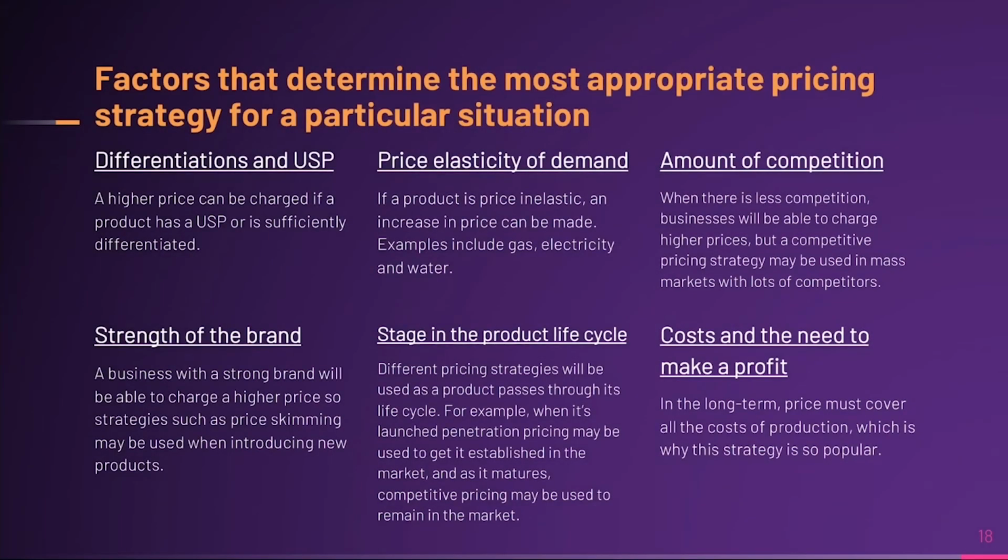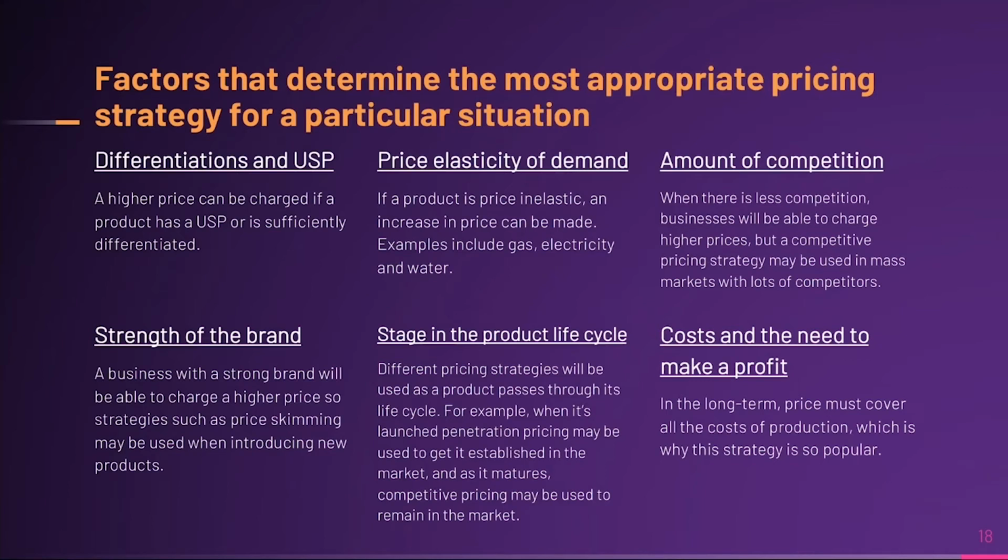Next, we'll be looking at factors that determine the most appropriate pricing strategy for a particular situation. So first off is differentiation and unique selling points. A higher price can be charged if a product has a USP or is sufficiently differentiated. Price elasticity of demand. So if a product is price inelastic, an increase in price can be made. Examples of inelastic products include gas, electricity, and water.